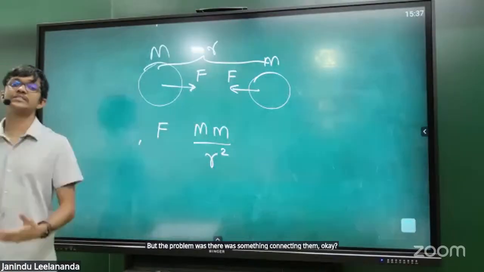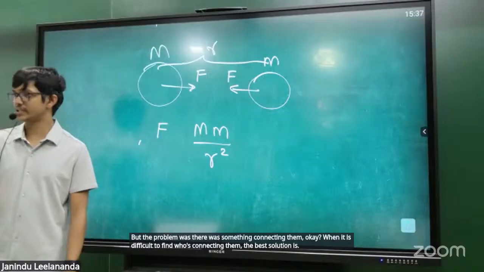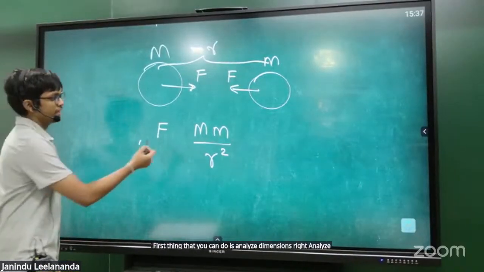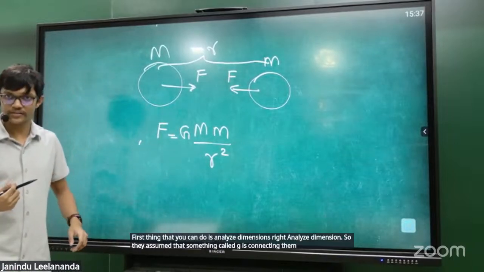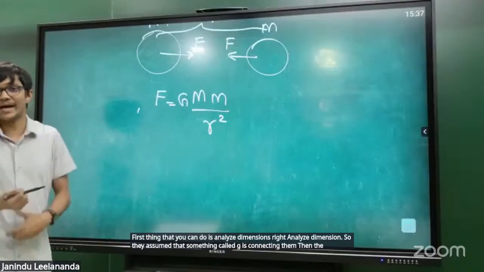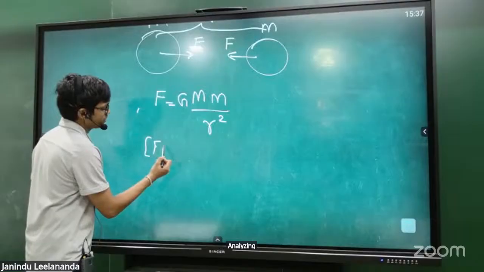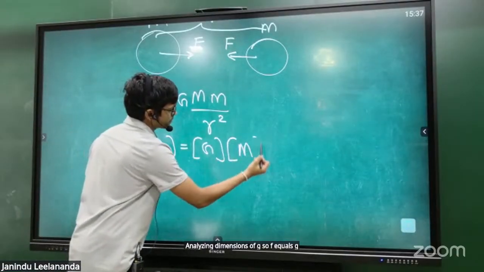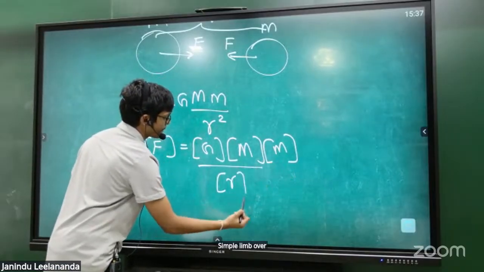When it is difficult to find what is connecting them, the first thing you can do is analyze dimensions. So they assumed that something called G is connecting them. Then the first thing they did was analyzing the dimensions of G. So F equals G capital M simple m over R squared.